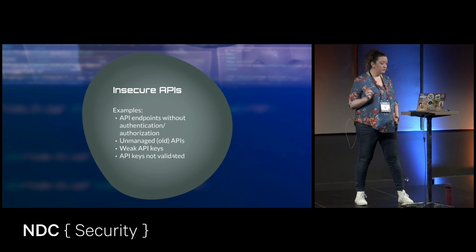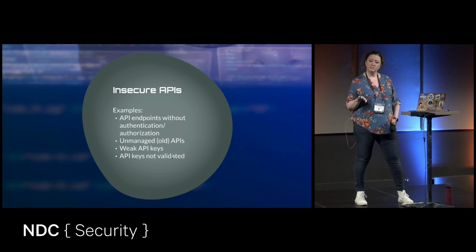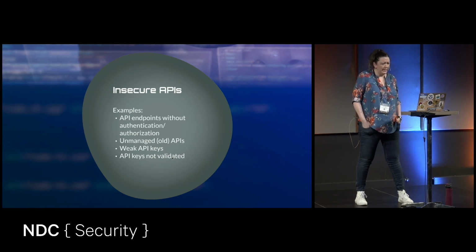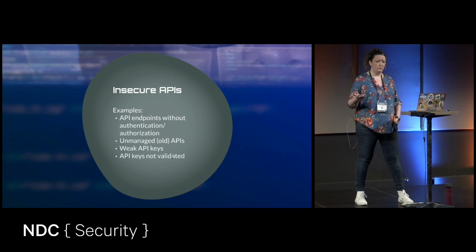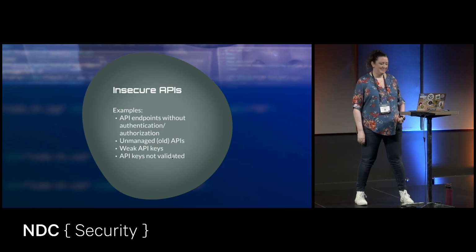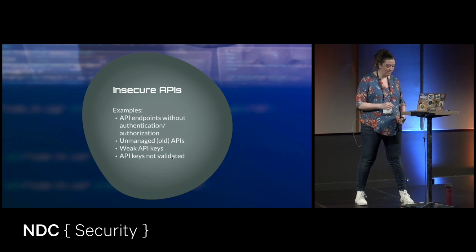Unmanaged or old APIs. Actually, I don't think he talked about that one, so I will expand. If you have old APIs that nobody really knows how it works, and nobody really knows how to update it, and it's not really documented, but we can't turn it off because it'll break things, I'm going to classify that as an insecure API. Then weak API keys, and I've also seen API keys just not validated. Just, oh, you have a token, you have the secret token, good job, and continue. So, not checking whether or not it's valid or expired or anything. So yeah, there's a million ways that APIs can go wrong, and I will refer you to Dr. Philippe because he's very smart.